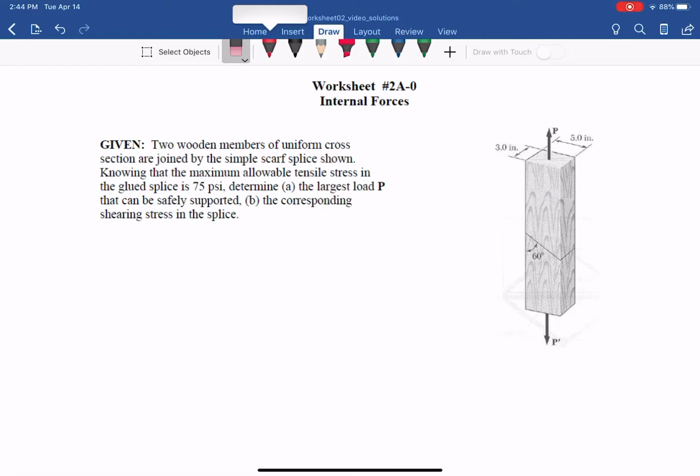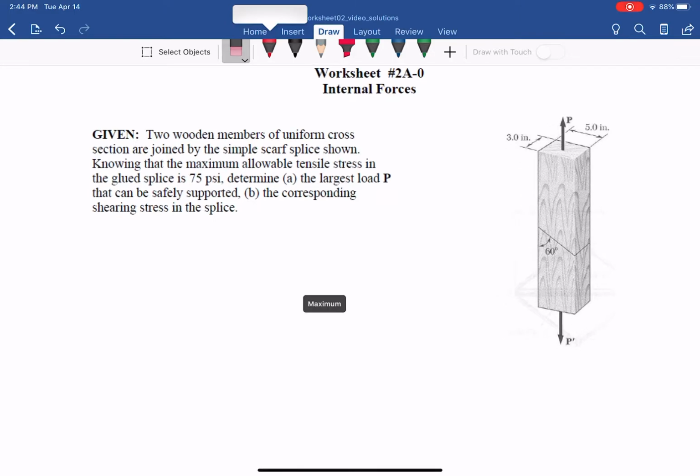This is worksheet 2A-0, internal forces that apply the concept of normal and shear stress for a cut other than the transverse cut that we have in lesson 1. So basically you can do this problem without going to lesson 2. So I suggest you practice before going to lesson 2.